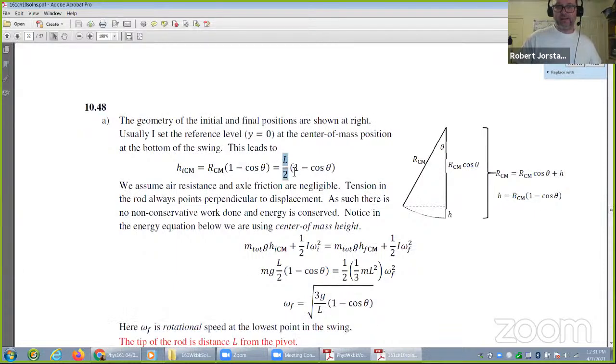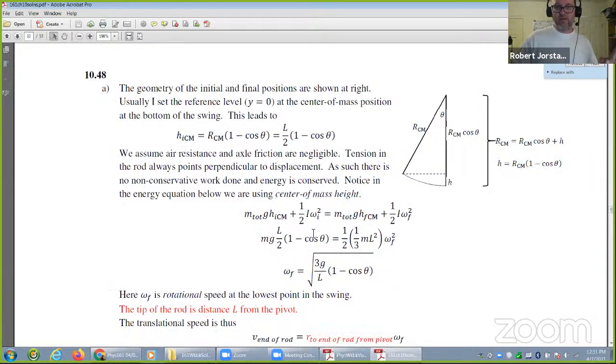So notice we had to get the L over 2 because we have to think about center of mass. We have this weird triangle here that we have to remember. So that's 2 things. We had to ignore the work done. That's 3 things. And then we had to get the moment of inertia. That's 4 things. And then do some algebra. So this one only had about 5 steps.